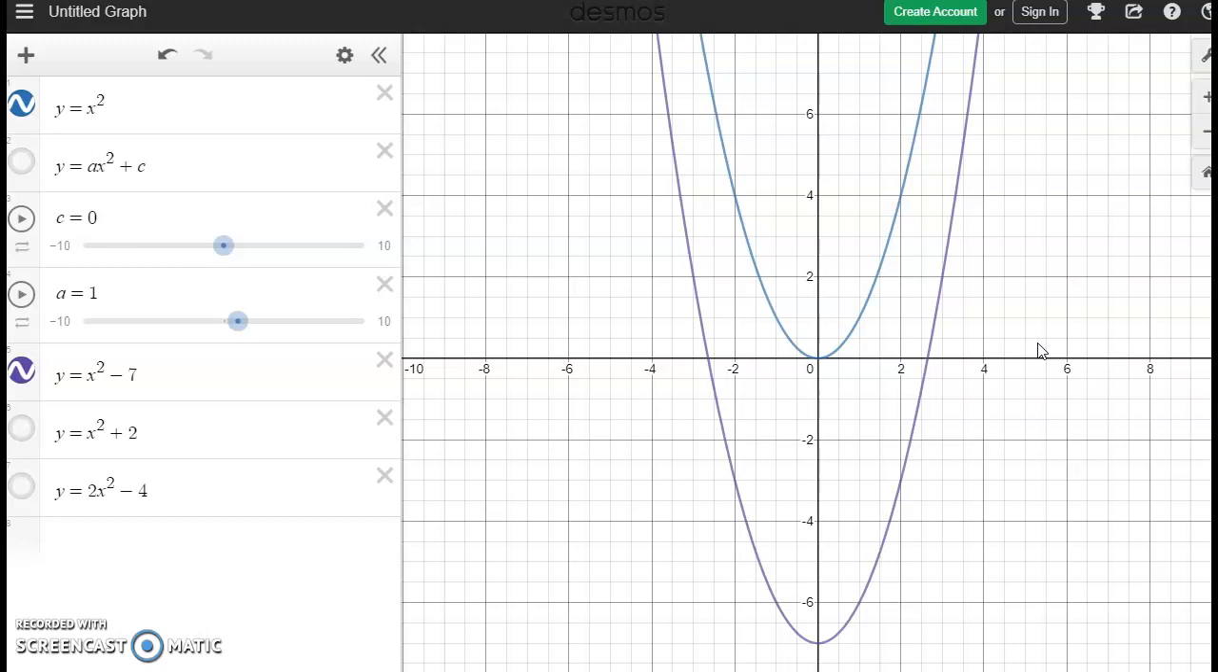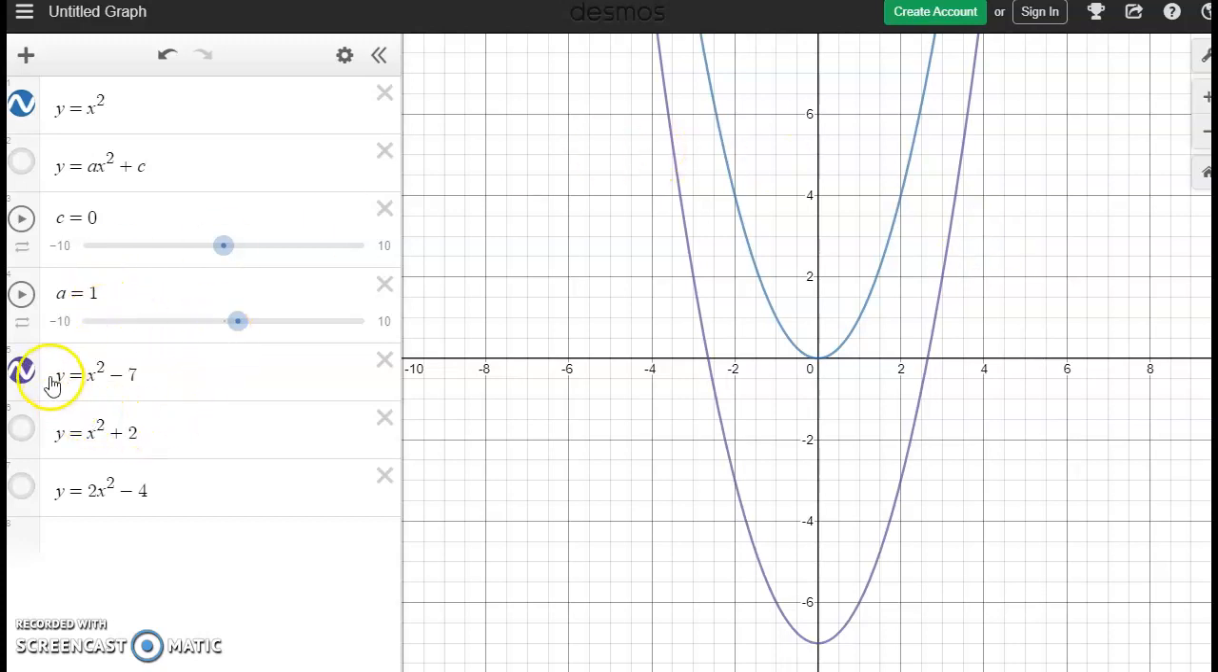The domain is all reals. The range is y is greater than or equal to -7, because that's where your function starts. The transformations: there's no stretch, there's no shrink, there's no reflection. There is a translation down 7 units. So that's what we would put for our transformations, down 7 units.